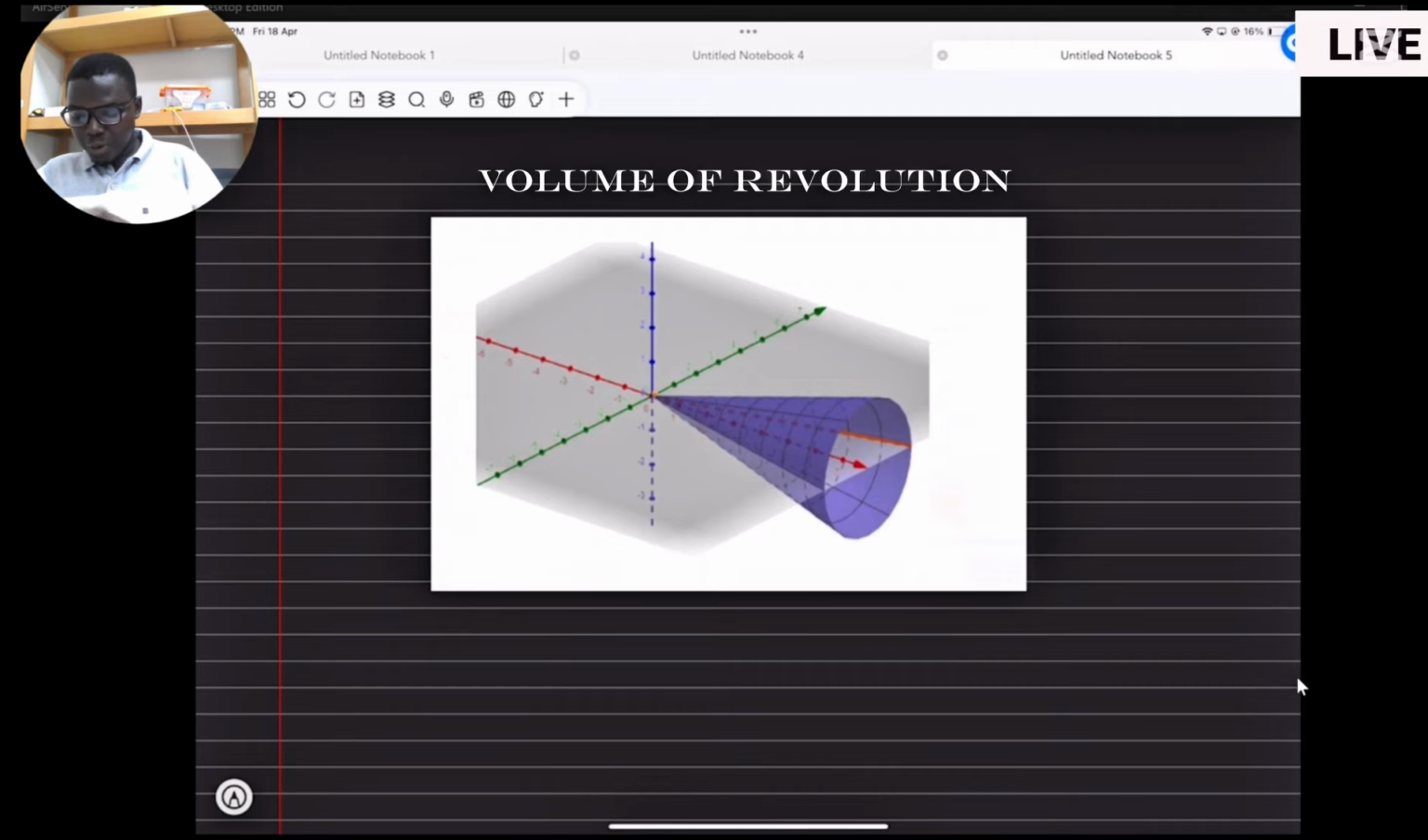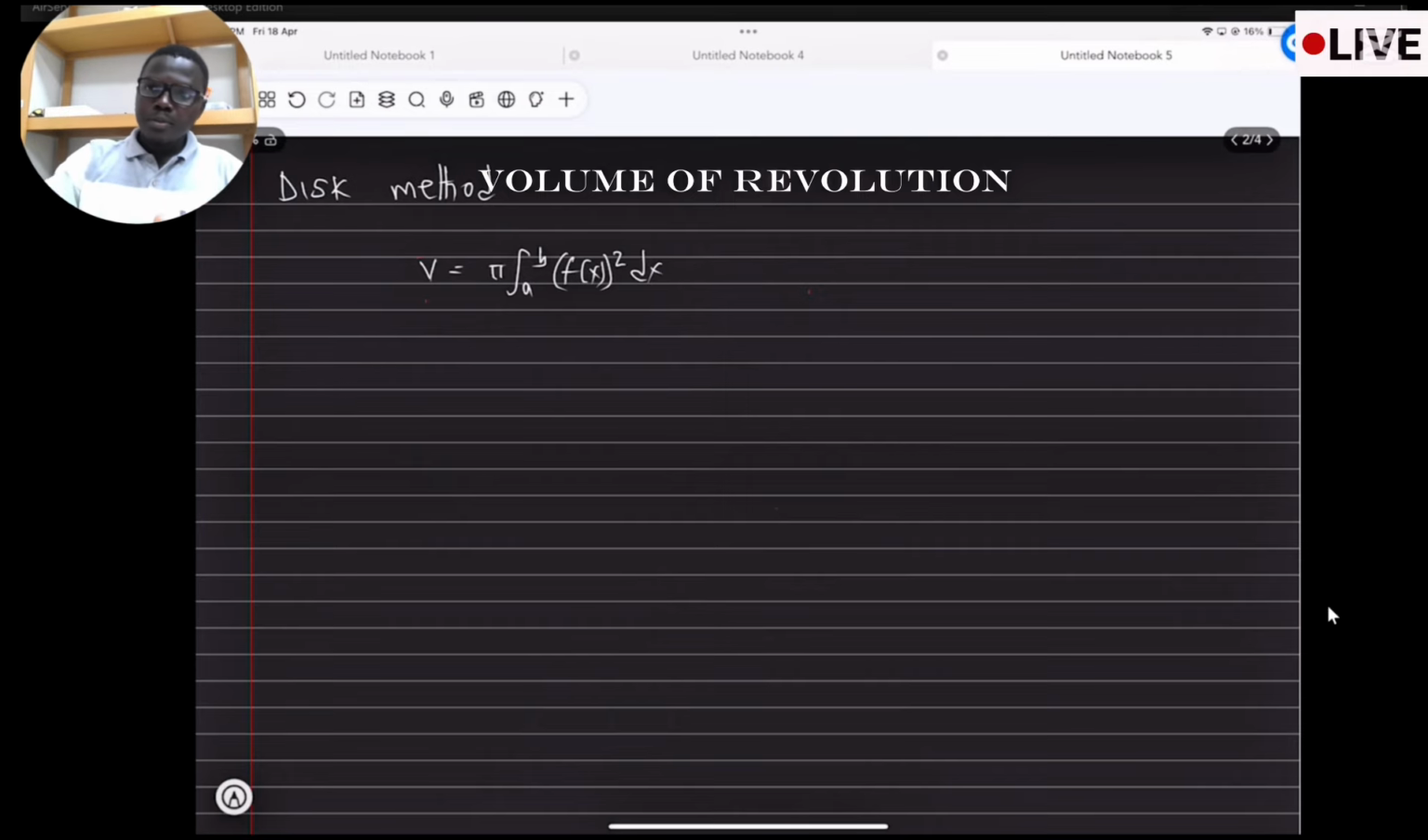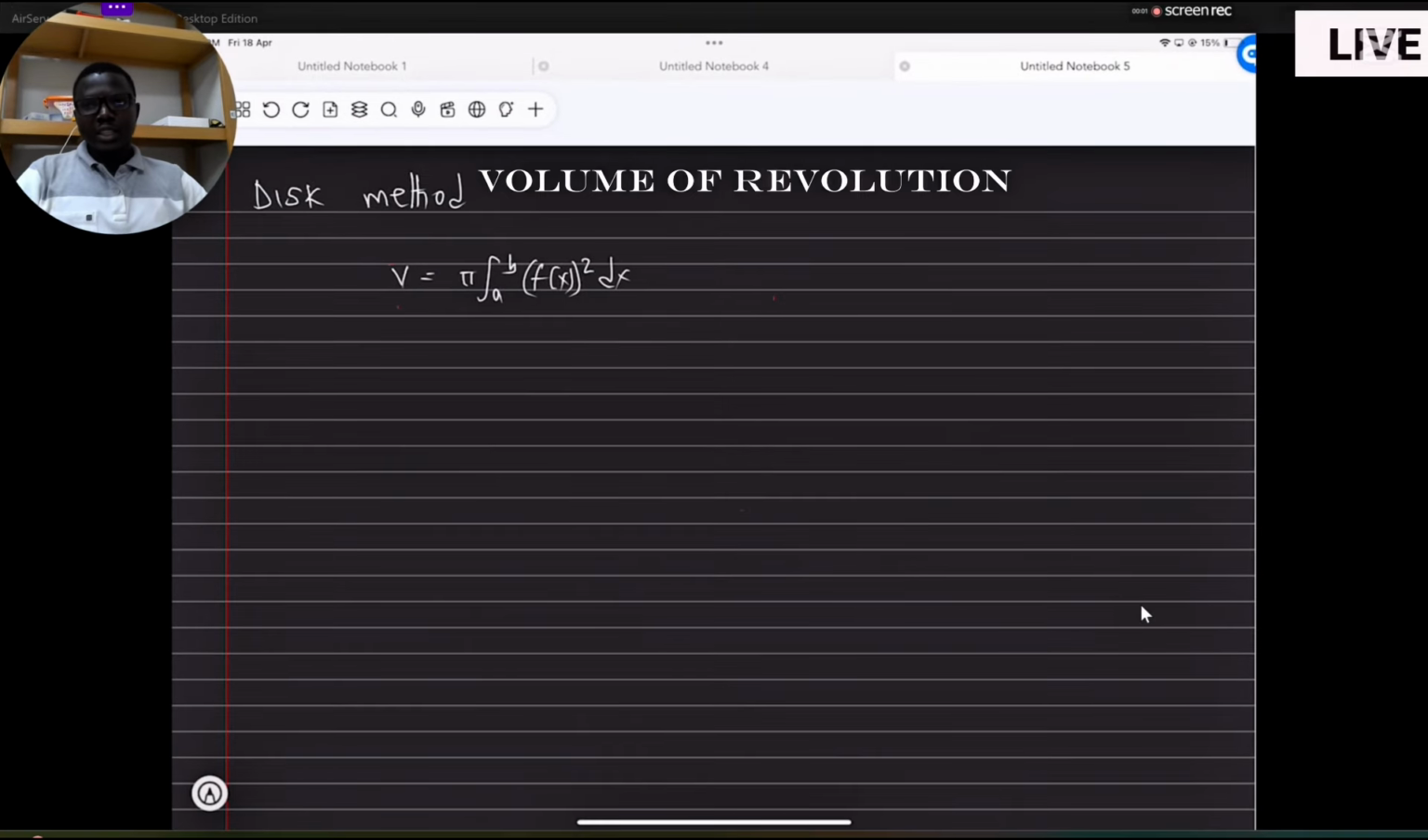And for this figure, we can calculate the volume of this particular figure by using the disc method. So let's quickly look at how this particular formula came about. This formula came about by taking advantage of the area of the disc, the circular disc. When we approximate something into a circular disc, then we can have its exact area, which is pi r squared. So assuming we have a disc like this, the area of this circular disc is pi r squared.